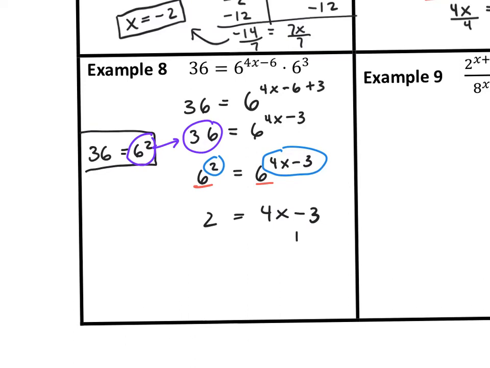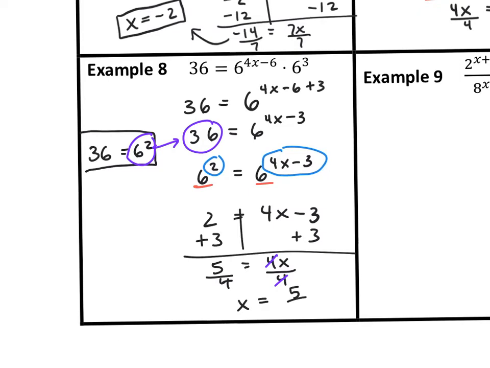So opposite of subtracting 3 is adding 3. 2 plus 3 is 5. The opposite of multiplying by 4 is dividing by 4. These will cancel. And so my answer is x equals 5 over 4, right? Nothing to simplify. There's no fraction to simplify. It's already simplified. So that's my answer, 5 over 4. Let's move on to example 9.